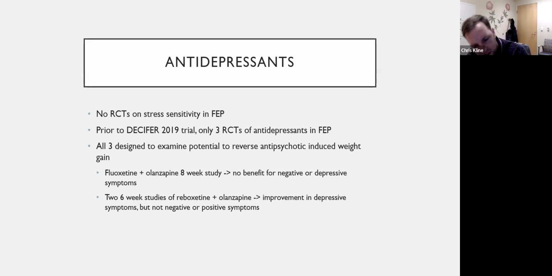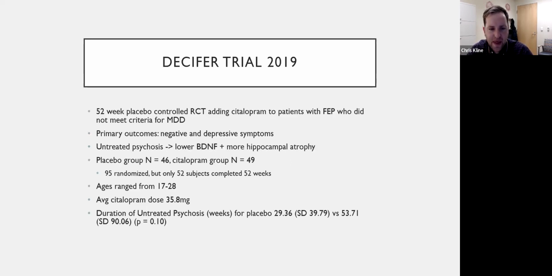Prior to this trial we'll cover, there have only been 3 randomized controlled trials of antidepressants. They were all like 6 or 8 week studies, so not enough time to really see if the SSRI would be helpful. And they were all primarily looking at reversing antipsychotic-induced weight gain. So not really the aims of those studies, so not exactly super helpful until this 2019 study.